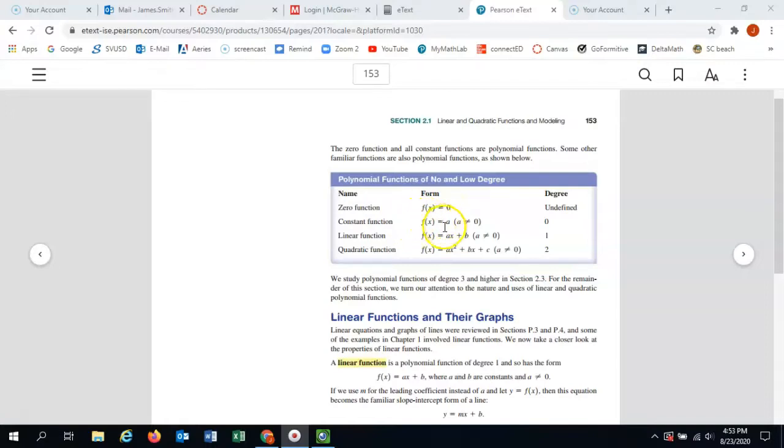You go down to your constant function, so that's just like y equals a number, right? Like y equals 5 or something like that. So that would be a 0 exponent since there is no x involved. So think of it as like ax to the 0 power. If you have y equals ax plus b, this is our linear function because this would be x to the first. So that's why it's a degree of 1. And then of course the quadratic is x squared, so it's a degree of 2.